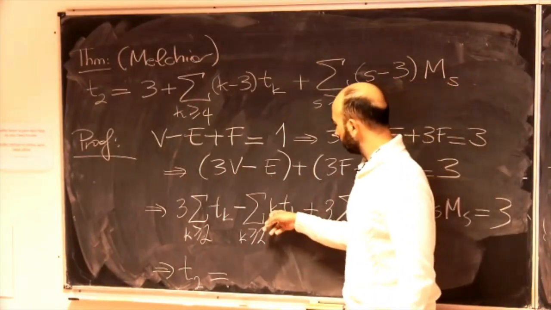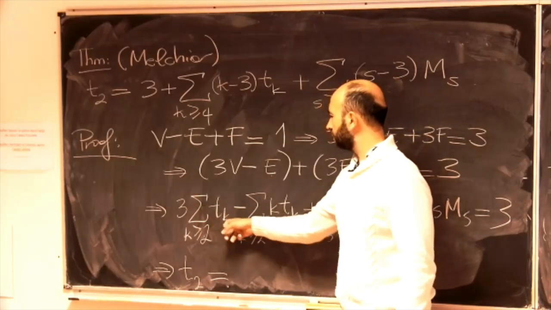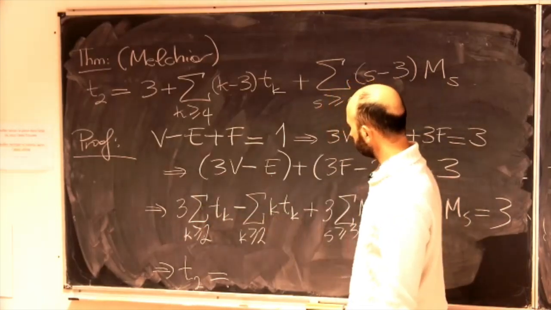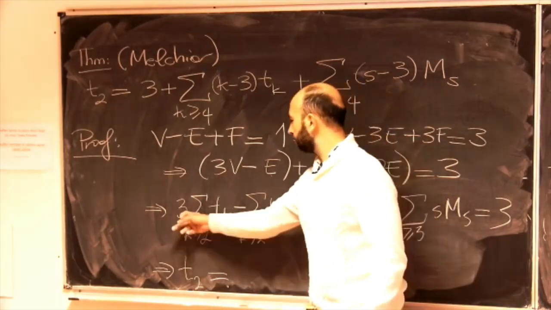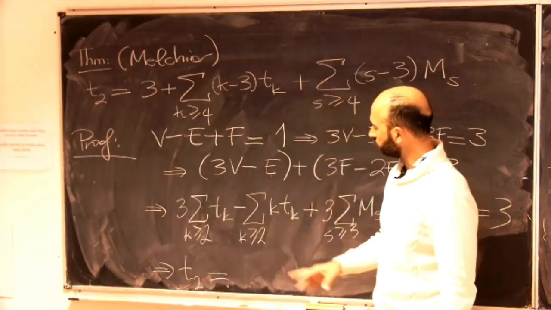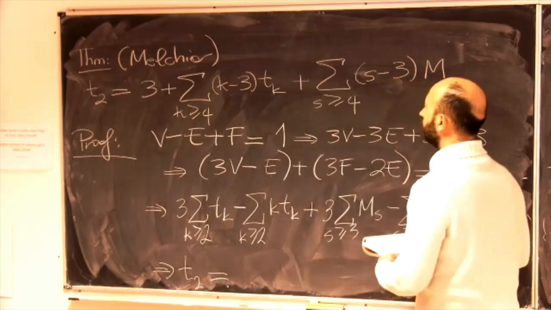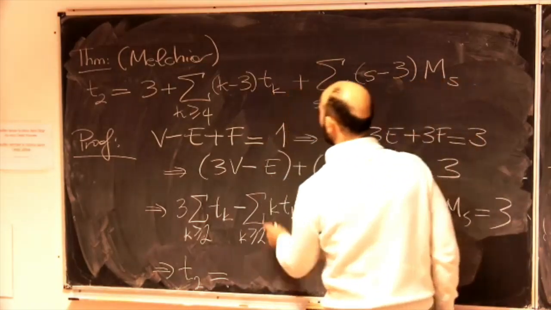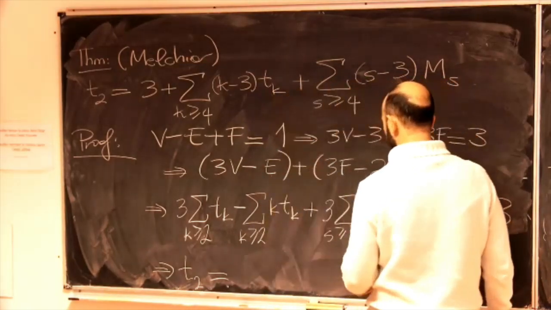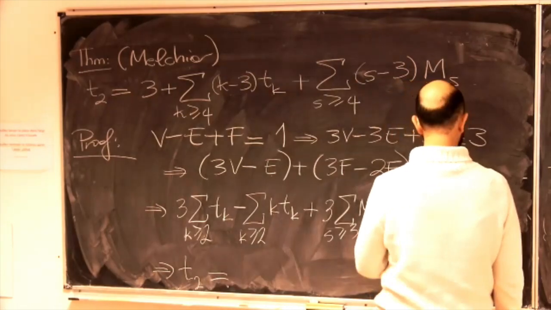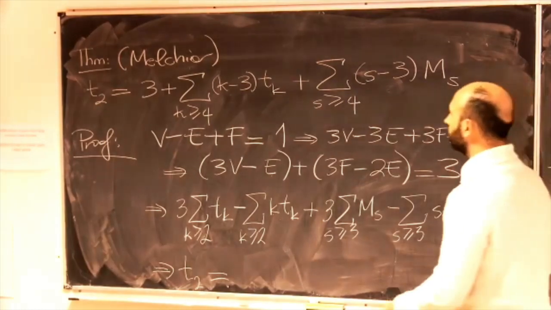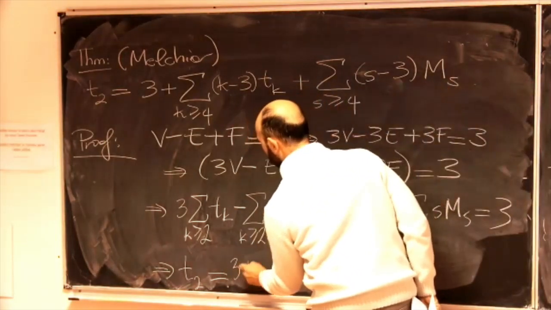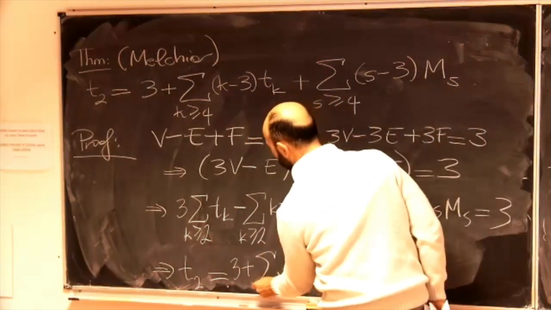For k equals 3, you get nothing. It's 3t3 minus 3t3. Those cancel. All the other terms, 3 minus k tk, have a negative coefficient. Push them on the right-hand side, and you'll precisely get this k minus 3 tk term. Where is the 3? 3 comes from the Euler characteristic. This is 3. So we have this much.